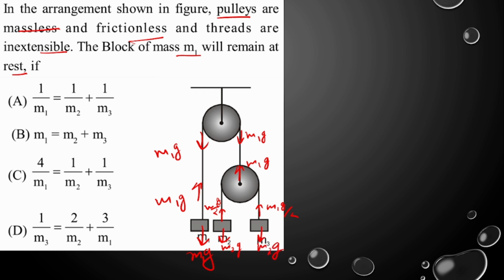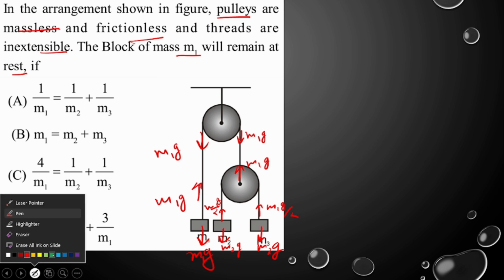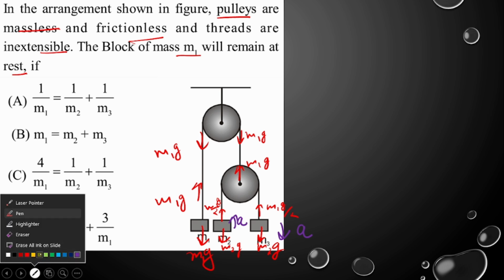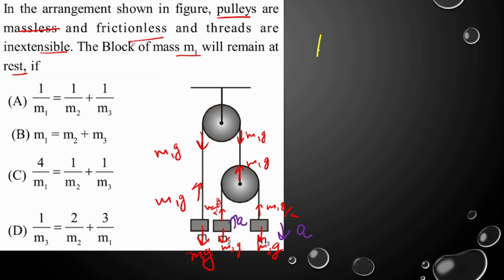Applying the string constraint. Let us consider that m3 is going downward, which means the acceleration of m3 is in the downward direction. This will be in the upward direction. Drawing the FBD for m2: this is the tension, which is m1g by 2, this is m2g, and this is the acceleration.